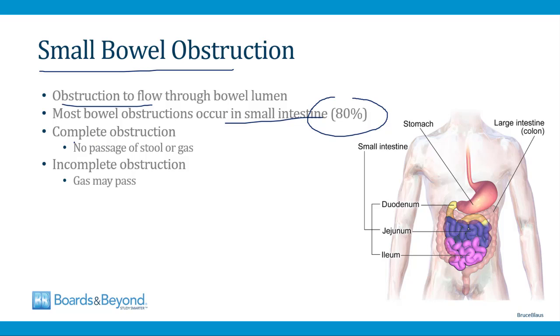And small bowel obstructions can be complete, where there's no passage of any stool or gas, or sometimes they're incomplete, where the patient is unable to pass stool but is able to pass gas.